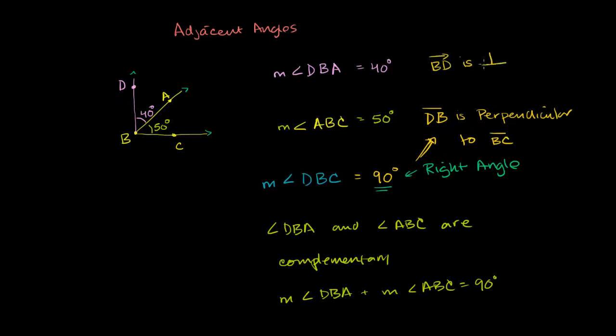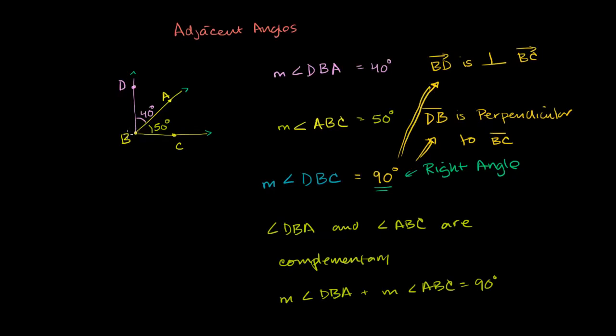Or we could say ray BD is, instead of using the word perpendicular, there's sometimes this symbol right here, which really just shows two perpendicular lines. BD is perpendicular to BC. So all of these are true statements here, and these come out of the fact that the angle formed between DB and BC is a 90-degree angle.